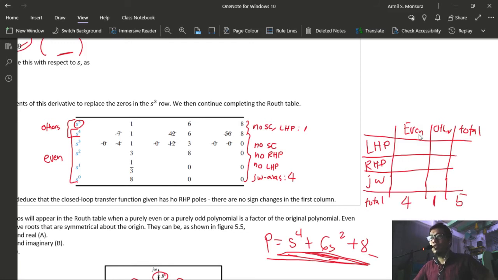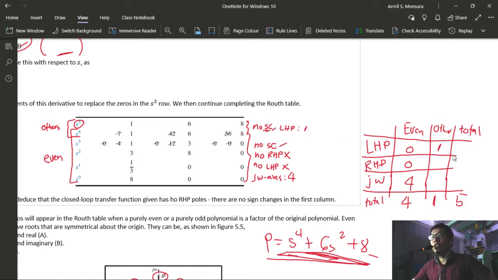Ngayon, tingin tayo sa even. Again, walang sign changes. Therefore, as a requirement ng symmetry, walang right half plane at saka walang left half plane poles. So, ibig sabihin, itong 4 na to, nandun lahat yan sa j omega axis. Sa others naman, since walang sign change, walang right half plane pole. And wala naman tong requirement ng symmetry kasi ordinary or basic Routh table lang yung interpretation natin sa others. So, kung wala siyang right half plane pole, yung isang hinahanap nating pole nandoon sa left half plane.